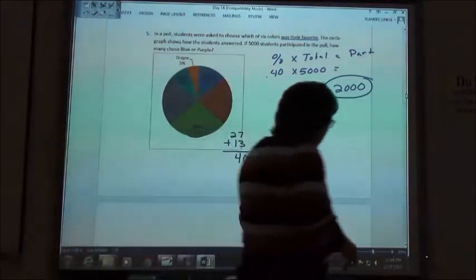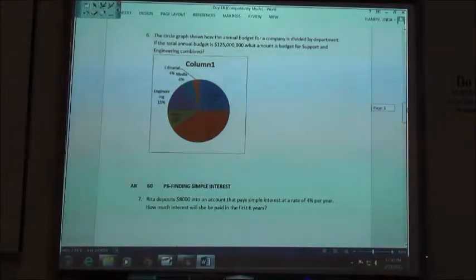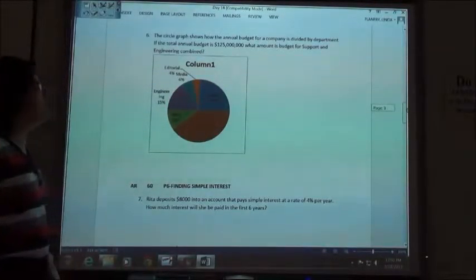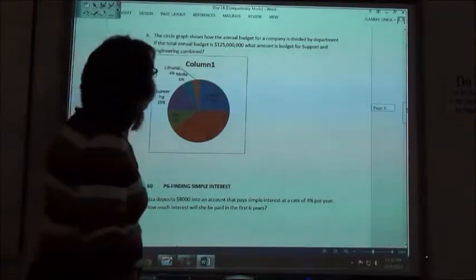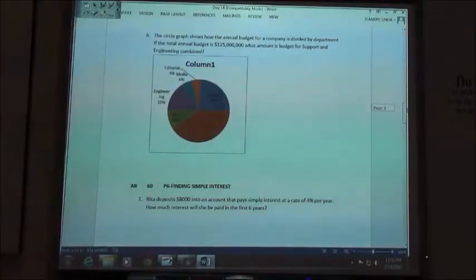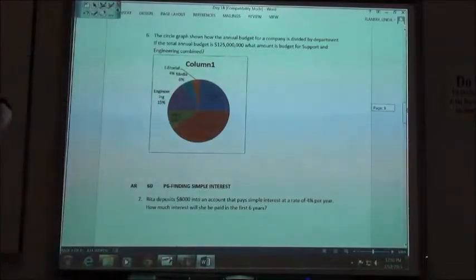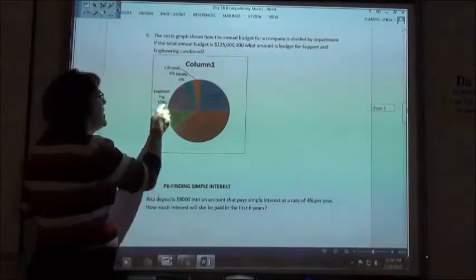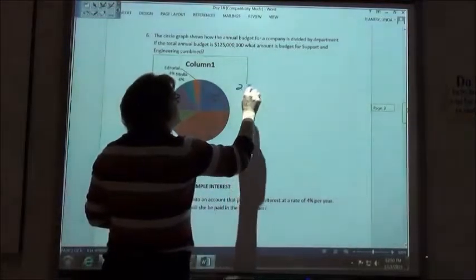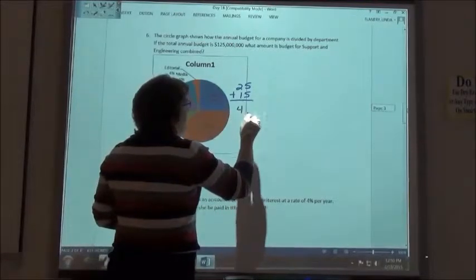The third one then, the circle graph shows how the annual budget for a company is divided by department. The total annual budget is $125 million. What amount is budgeted? What amount is, that's got to be typed different. What amount is budgeted, it is probably supposed to say, for support and engineering combined. So again, this is my total. I have support and engineering, so support was 25%, engineering was 15%, so 25 plus 15 is 40% again.